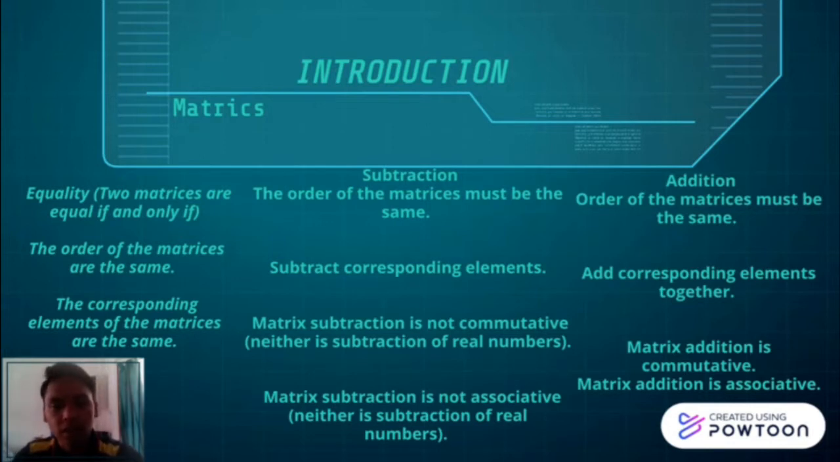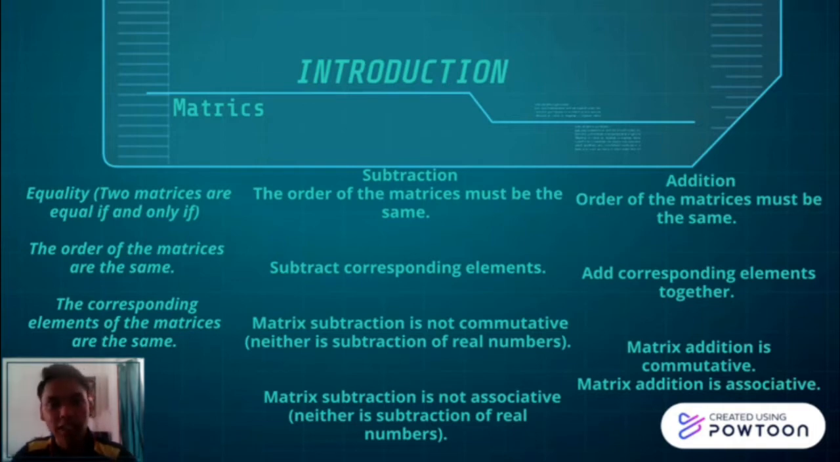Okay, for addition, the order of the matrices must be the same. Add corresponding elements together. Matrix addition is commutative. Matrix addition is also associative. What is the difference between subtraction and addition? The matrix for addition is commutative and associative because if we change the order, we still get the same answer. Not exactly like subtraction, because if we change the order, the answer will be different.